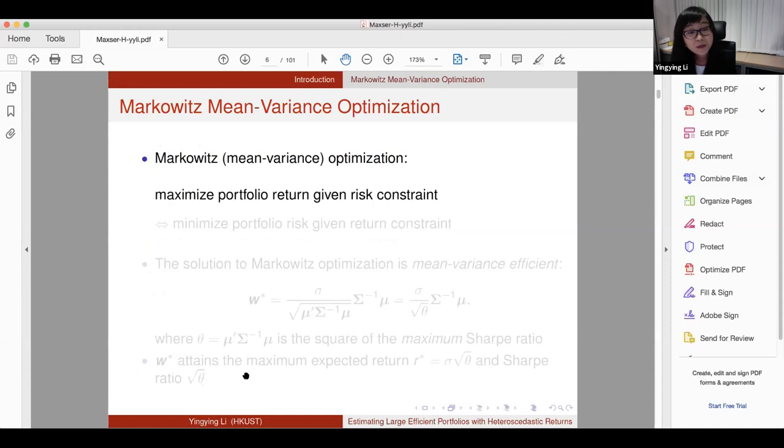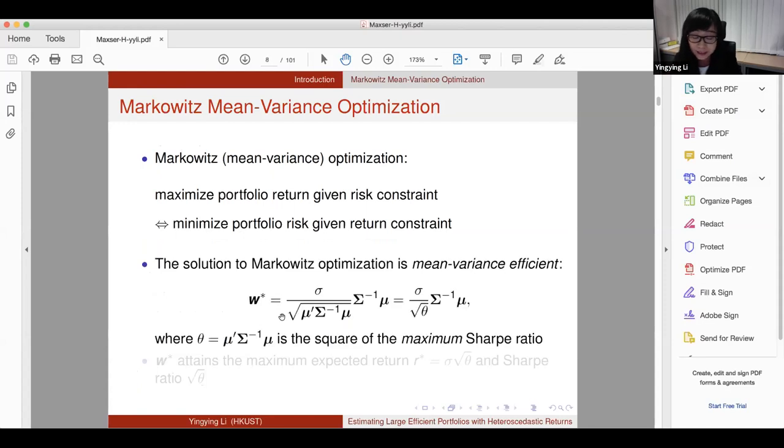So the mean variance optimization, as we recall, has two equivalent forms. One is maximizing portfolio return given a risk constraint. Another is to minimize portfolio risk given a return constraint. So the solution to Markowitz optimization is called mean variance efficient. And it actually has such an explicit formula. The optimal portfolio weights can be represented by the risk constraint sigma as well as the return vector and the covariance matrix.